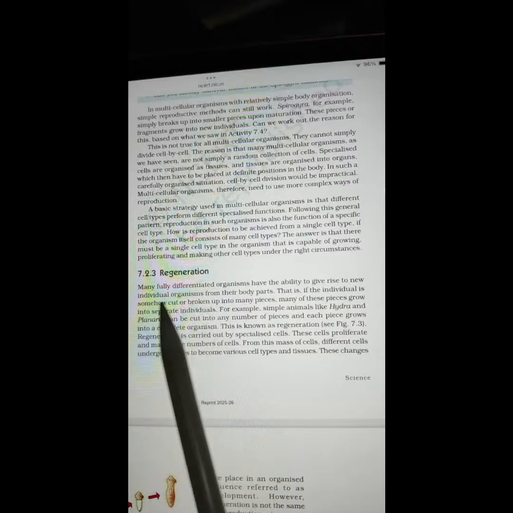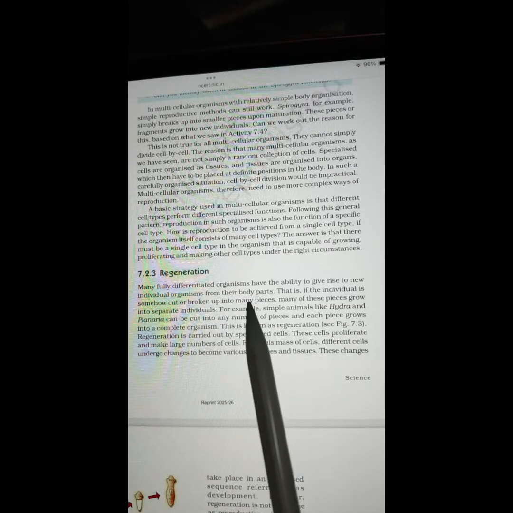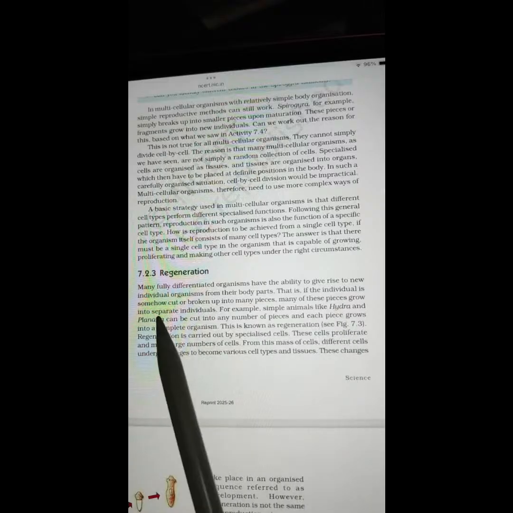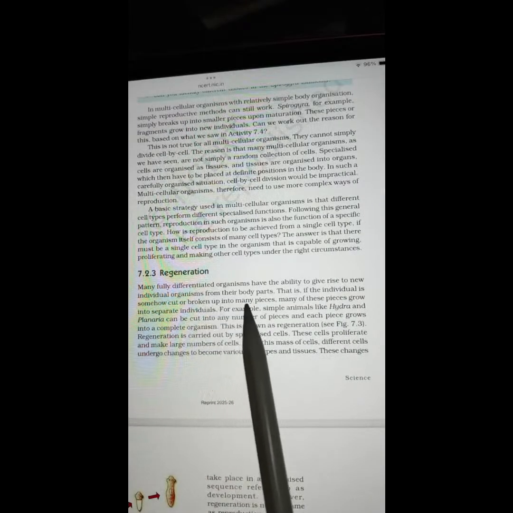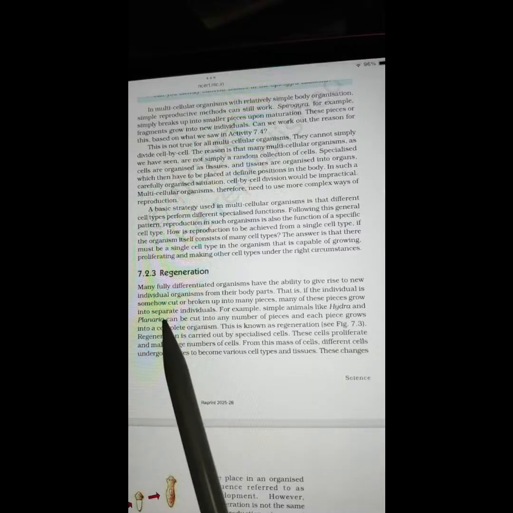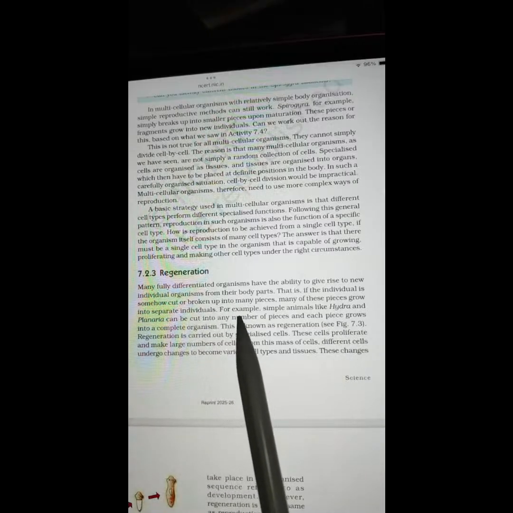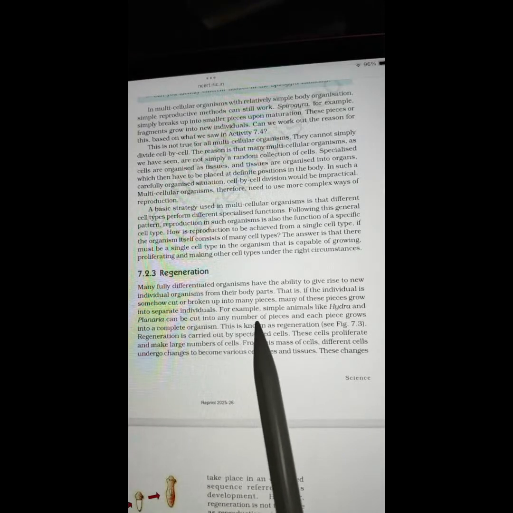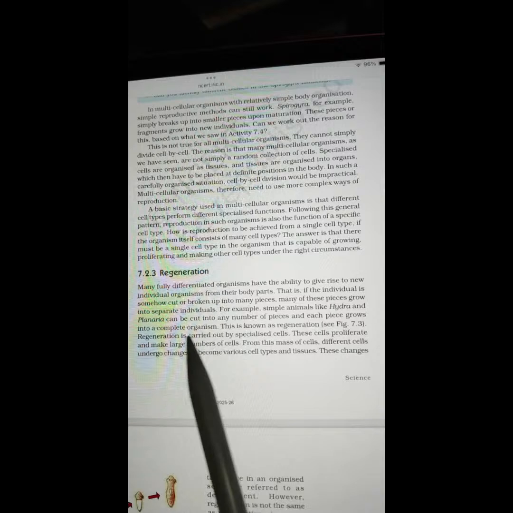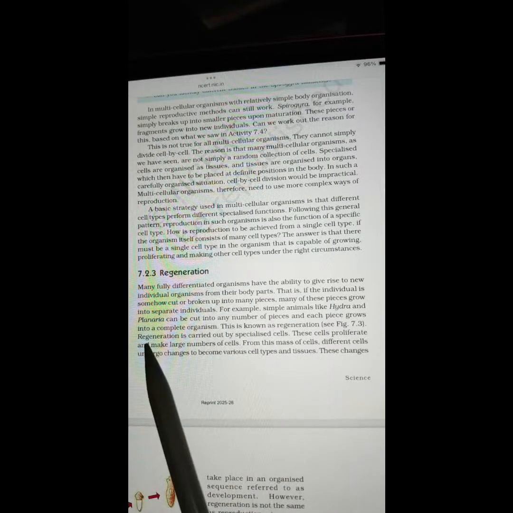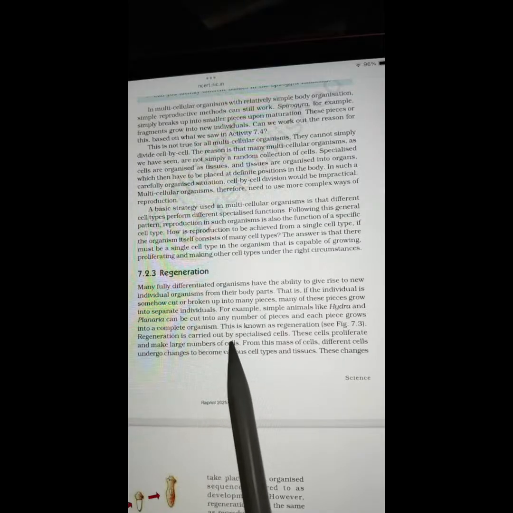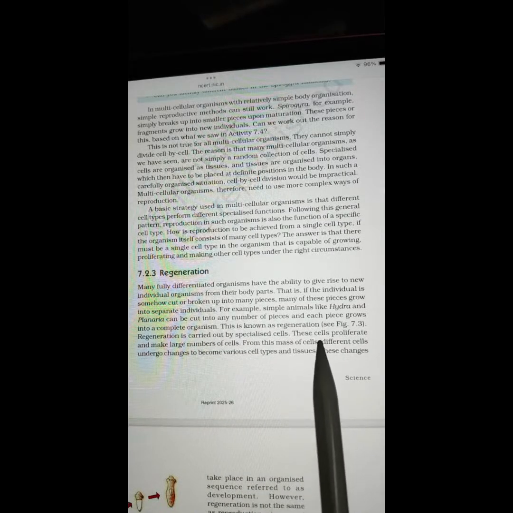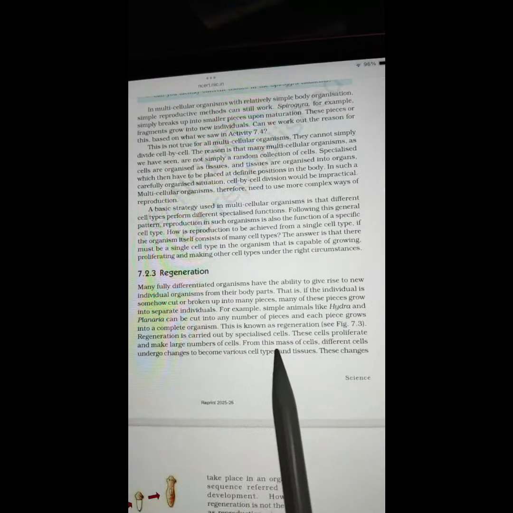7.2.3 Regeneration. Many fully differentiated organisms have the ability to give rise to new individual organisms from their body parts. That is, if the individual is somehow cut or broken up into many pieces, many of these pieces grow into separate individuals. For example, simple animals like Hydra and Planaria can be cut into any number of pieces, and each piece grows into a complete organism. This is known as regeneration. See figure 7.3.